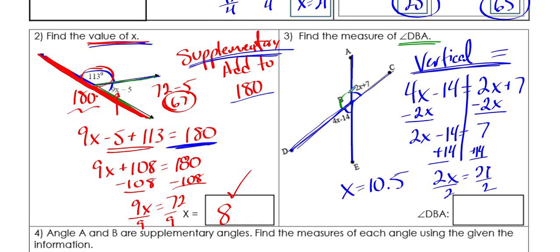Alright, so I'm trying to get to DBA. That doesn't directly help me there, but I can figure out this value. I'm going to take that x value and substitute it in place of this x. So 2 times 10.5 plus 7. 2 times 10.5 is 21, plus 7 tells me that this expression is really 28.